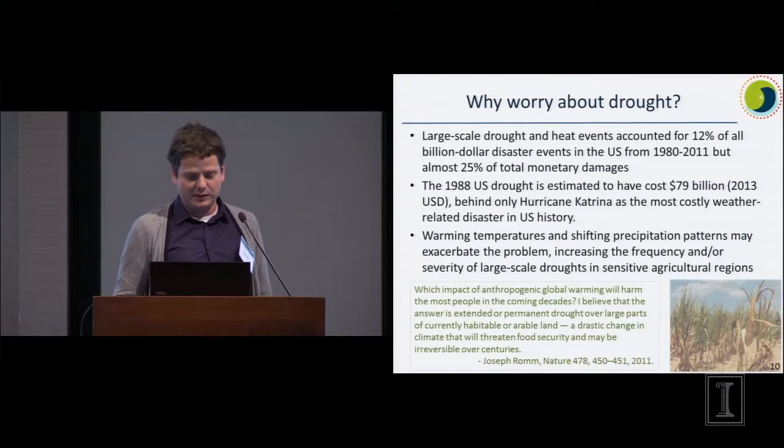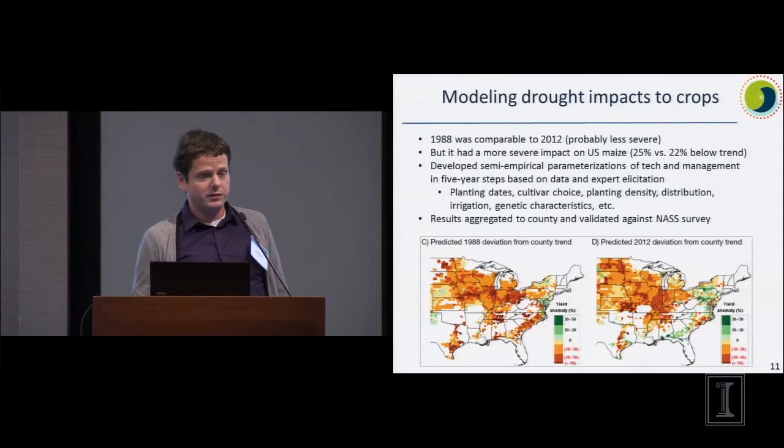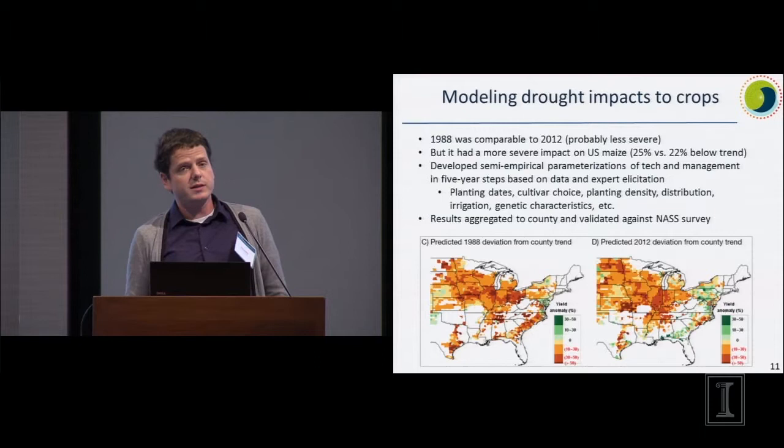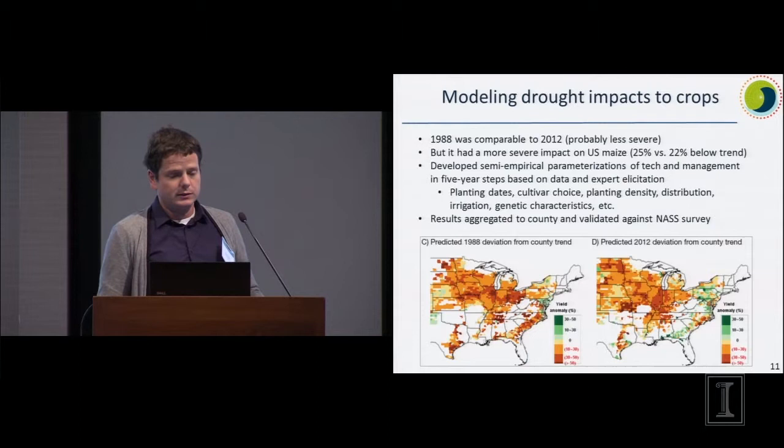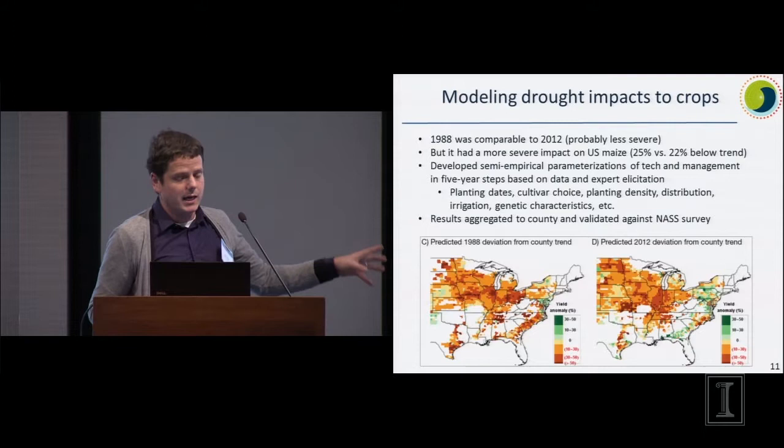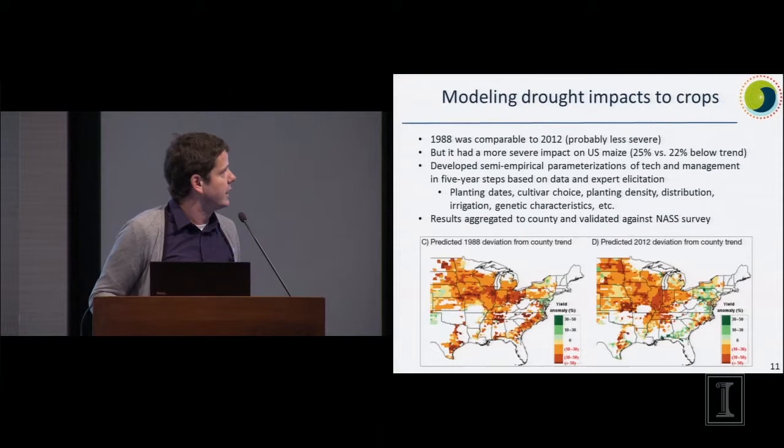So we looked at, in the context of the U.S., which is, of course, a very data-rich region, to see what models could tell us about extremes in the U.S. and about how system-wide robustness to extremes has evolved over the last three decades. So this is just showing here a single model output of crop yields at county level for 1988 and 2012, based on technology in 1988 and 2012.